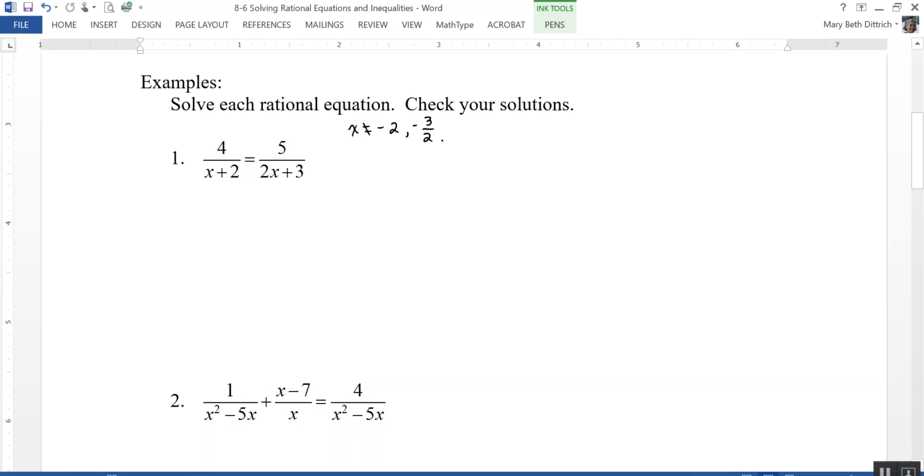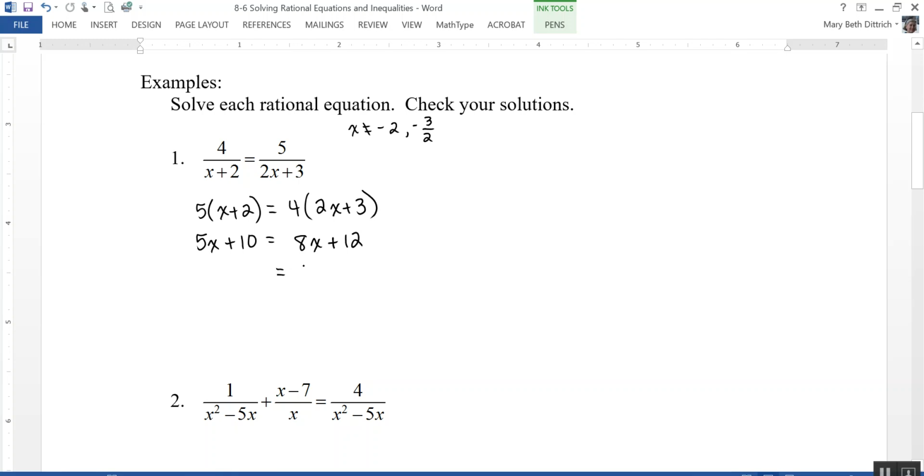So let's see, my common denominator, actually, no, I'm not going to do common denominator for this one because this is a proportion. When you have fraction equals fraction, you can just cross multiply. So 5 times the quantity x plus 2 is equal to 4 times the quantity 2x plus 3. Let's go ahead and distribute. So 5x plus 10 equals 8x plus 12.